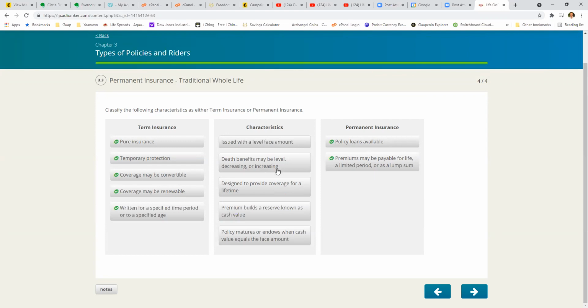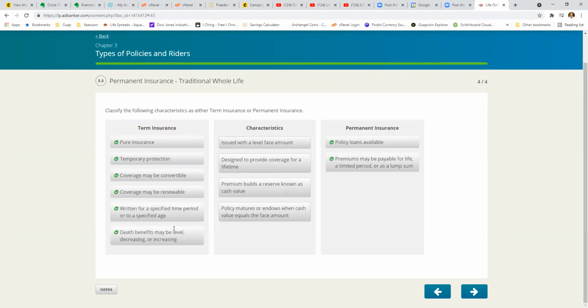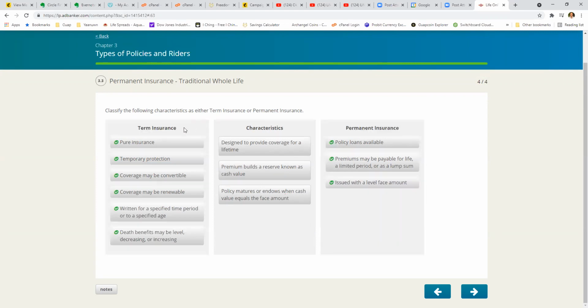Death benefits may be level, decreasing, or increasing. That we know, that I know is term. So all of these must now be permanent. Issued with a level face amount. Designed to provide coverage for a lifetime. Yup, permanent. Premiums build a reserve known as cash value.